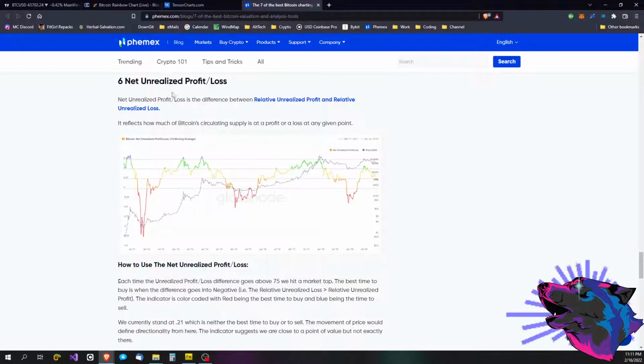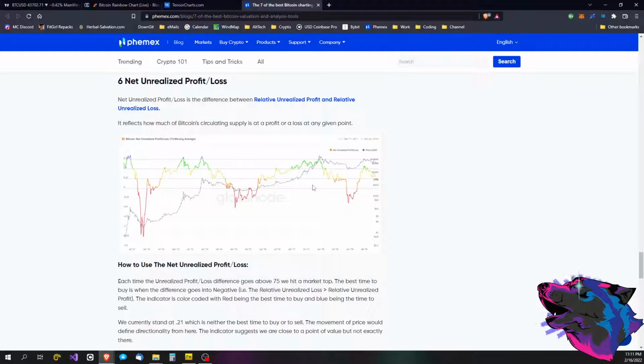This is the net unrealized P&L. So you've got your net unrealized profit/loss, the difference between relative unrealized profit and relative unrealized loss. If you don't know what that is, that just means whether or not your current position is in a profit or a loss. You haven't sold it yet. It's just people's open positions. And it reflects how much of Bitcoin's circulating supply is at a profit or a loss at any given point. Obviously, that takes into account wherever those coins were purchased and where the price is relative to that purchase price at the moment.